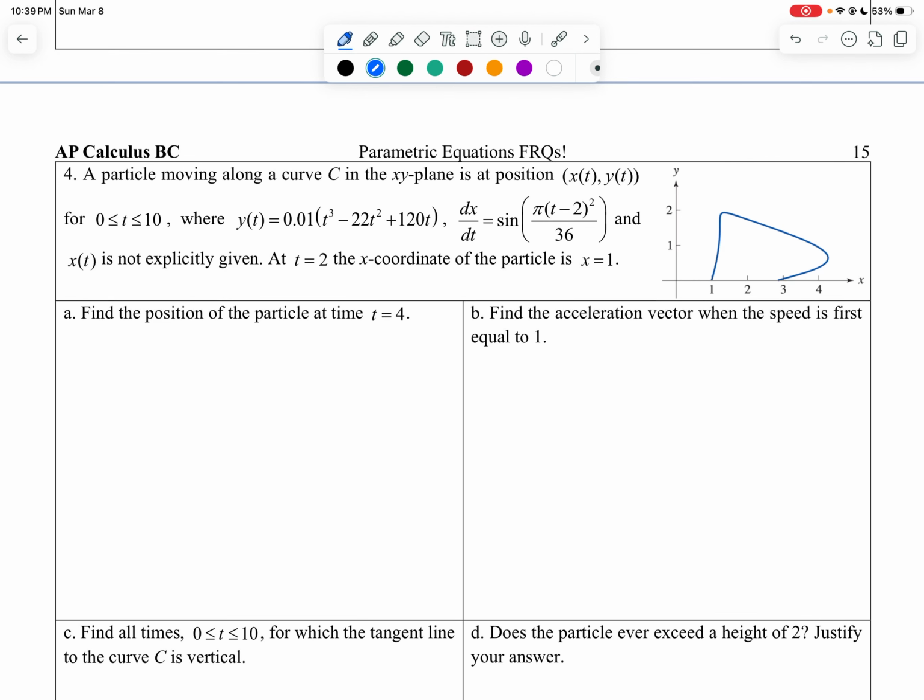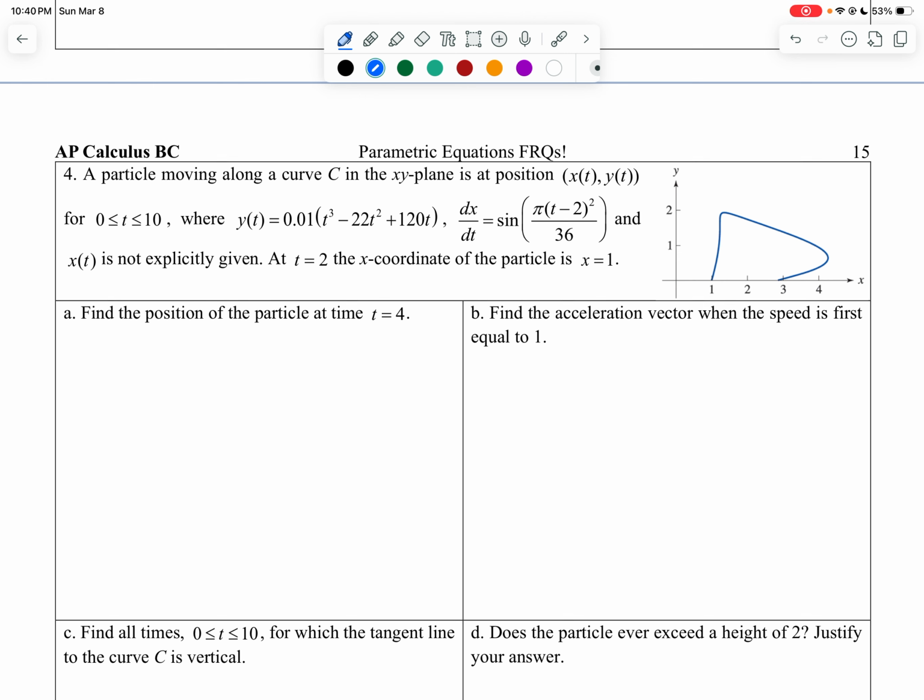Alrighty, this is FRQ number 4, and before we start, probably plug in y of t and dx/dt into y1 and y2. Now, please make sure that whenever you're doing this, that you know that y1, aka y of t, is your original function for y of t, and that y2 is your derivative dx/dt. Okay, so don't get confused on that.